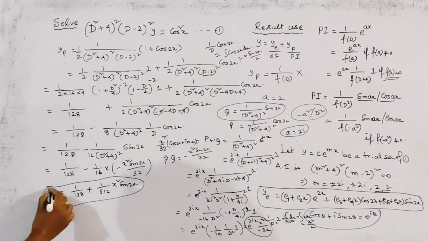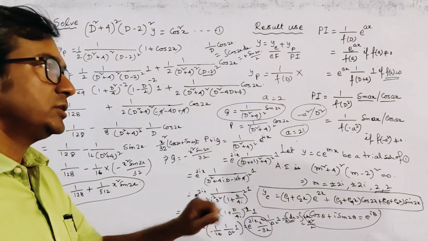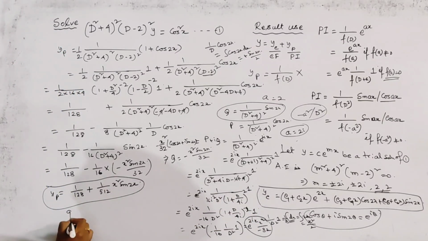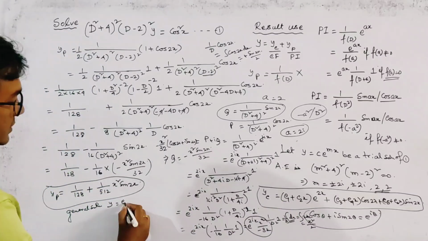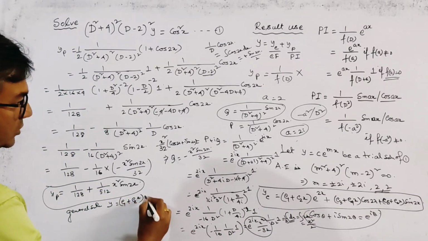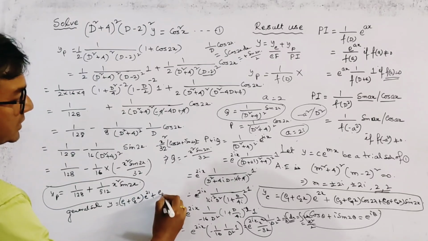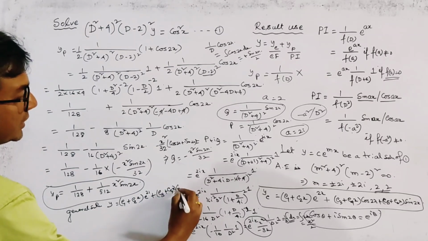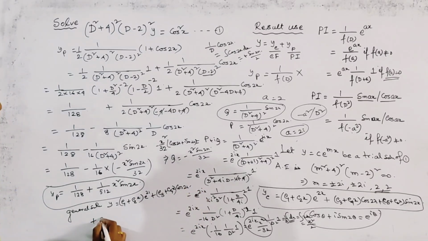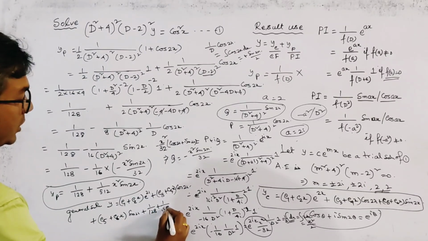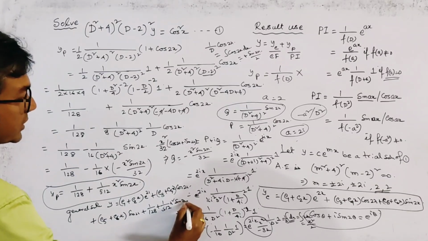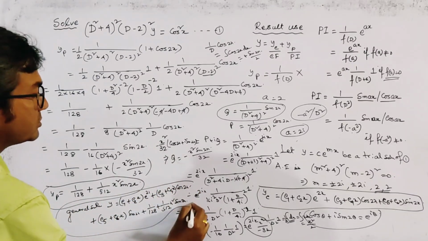So this is the second portion of the general solution, and this is the first portion. So we write the general solution y, this is given by, we write the first yc here, that is c1 plus c2x into e to the power 2x plus c3 plus c4x into cos 2x plus c5 plus c6x into sin 2x plus 1 by 128 plus 1 by 512 x square sin 2x. Okay, this is the general solution of the problem.